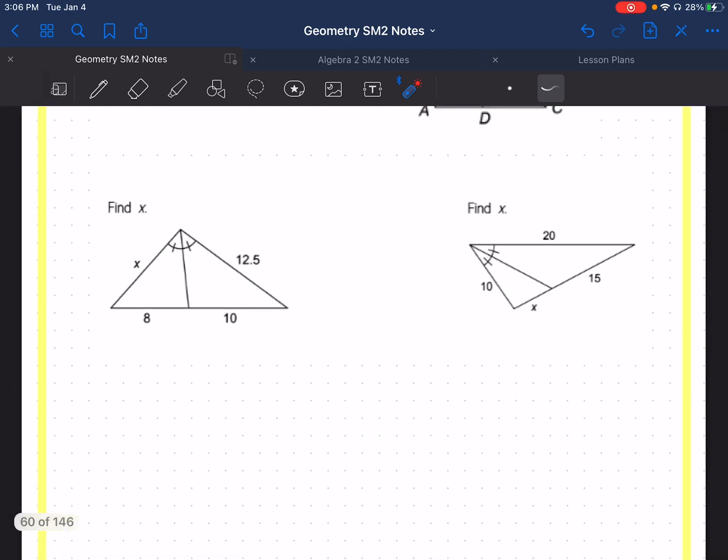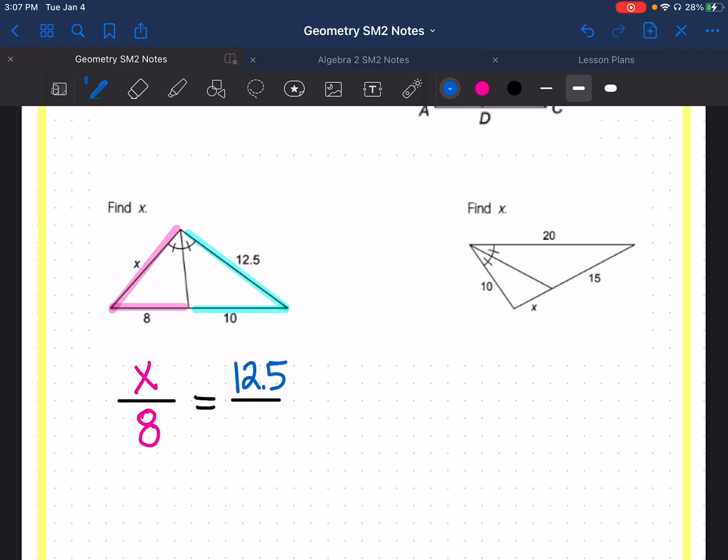Here we go. So once again, this is a little tricky. So it's going to be this one and this one go together, that one and that one go together. Notice that I'm not putting them together, I'm splitting right here at the bisected angle. So there they are. There's my two proportions, my two fractions, my two ratios. So my pink one would look like x over 8, and my blue side would look like 12.5 over 10.